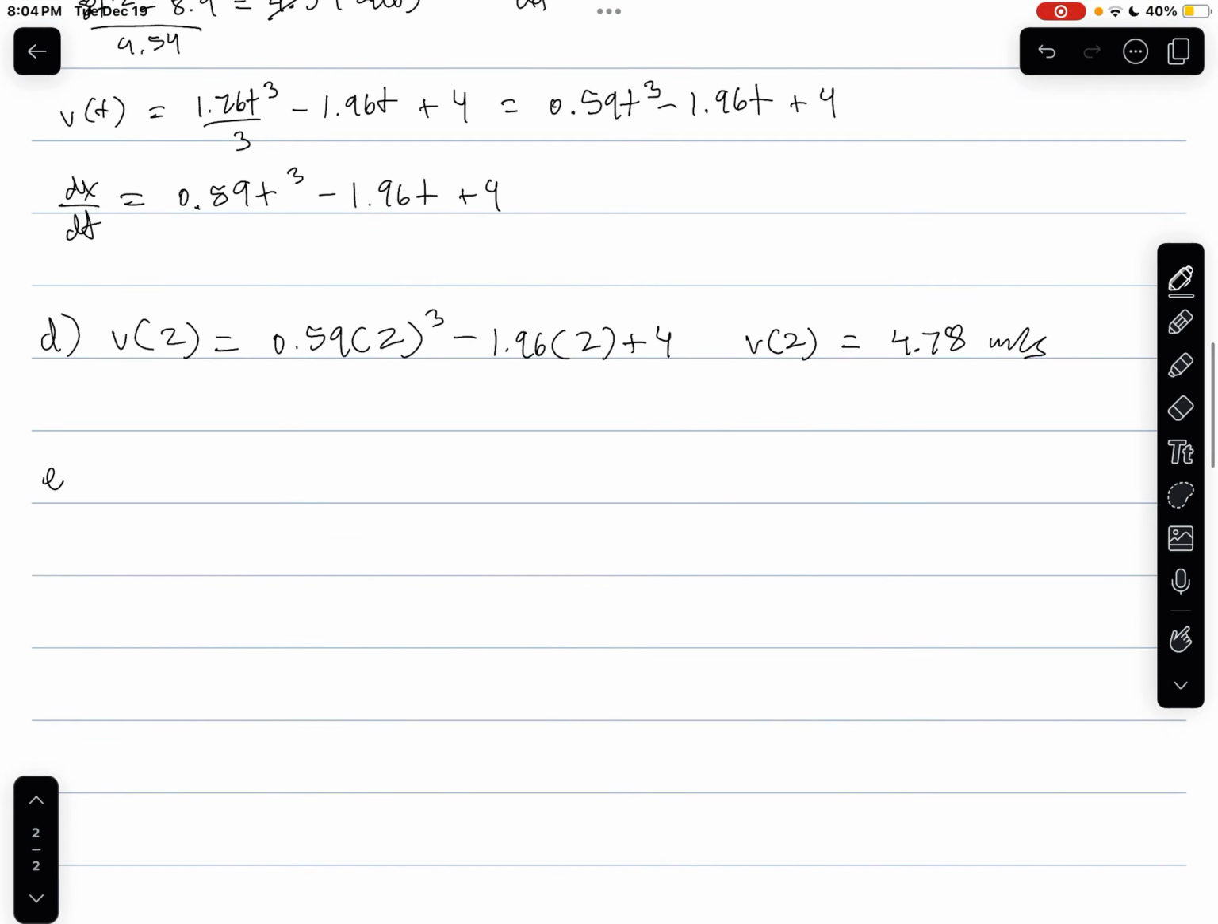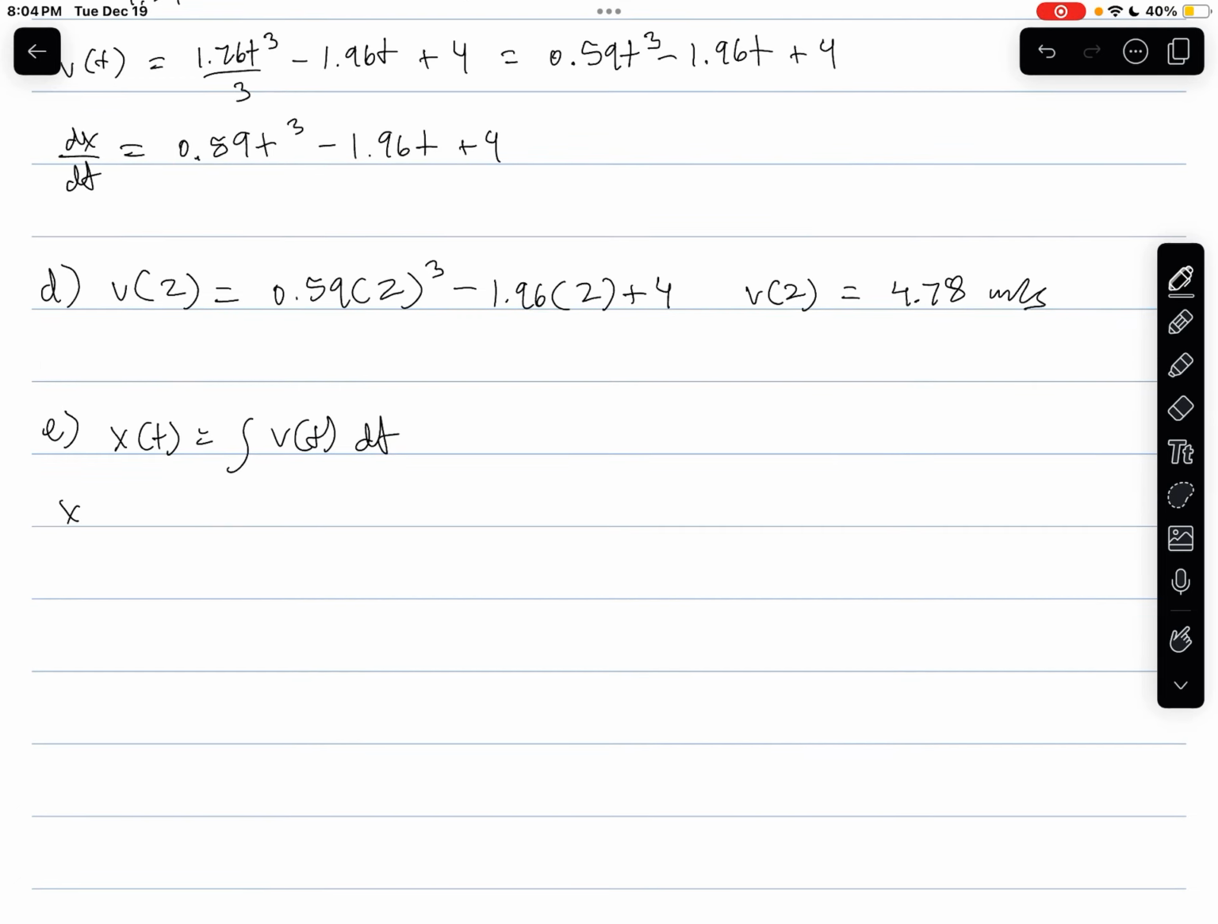And then for part E, I know x of t is going to be the integral of v of t dt. And then I plug in what I know, because I want to find the time when the block is at 2 meters. And to do that, I need the x of t function. So that's why I have to integrate the velocity function, to find at what time the position will be at 2 meters.